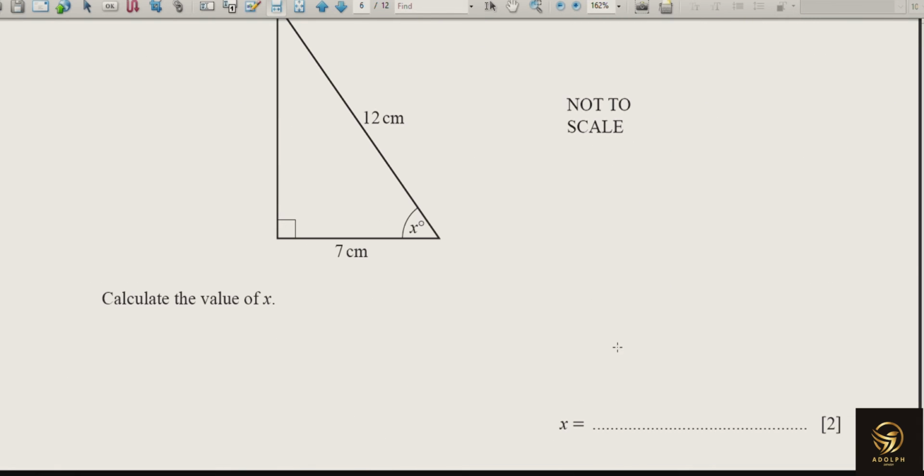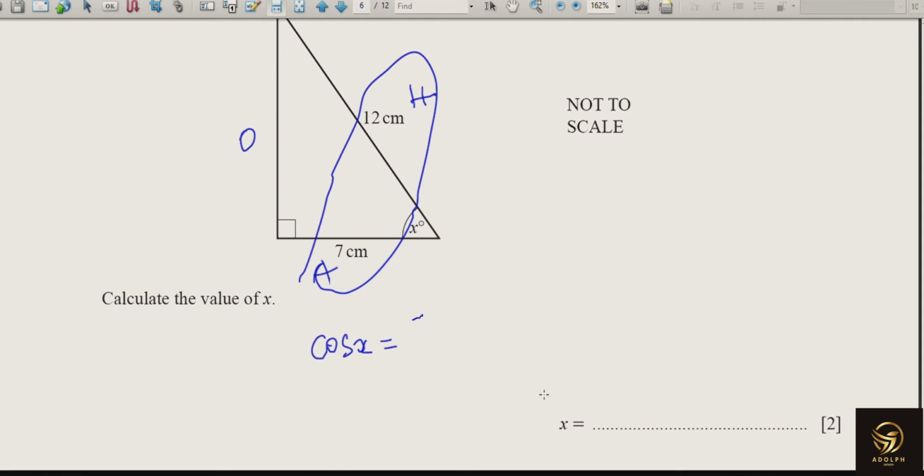We'll go to the next one and we have to find out the value of angle x. Angle x, actually this is the opposite side, this is the adjacent side, and this is the hypotenuse. Since it is relating the adjacent and hypotenuse, I'm going to use cos. So cos x equals 7/12, and I want to find out x. It is cos inverse of 7/12. So I just have to use my calculator perfectly, then I'll be getting my answer.